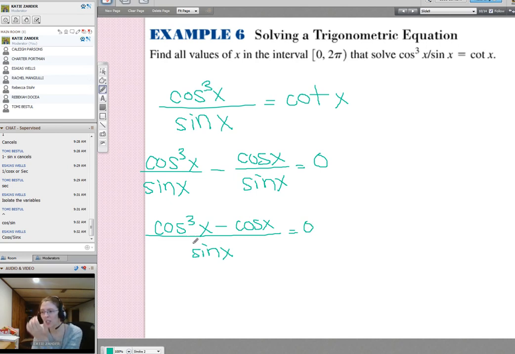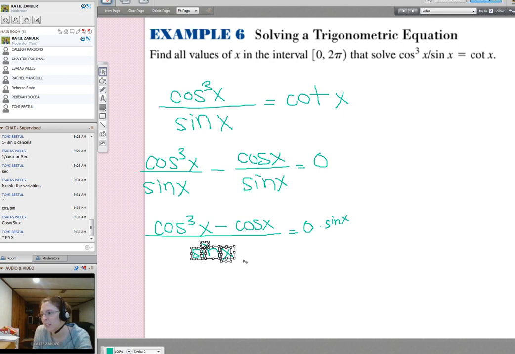Now, what can I do to get rid of the fraction? So instead of dividing by sine of x, how can I get rid of that? Multiply by it. And if I multiply both sides by it, I have 0 over here. That's just going to stay as 0. So to simplify this process, let's multiply both sides by sine of x. But when I do that, the right-hand side still stays 0 because 0 times sine of x is 0. Okay, that made our life a little bit easier.